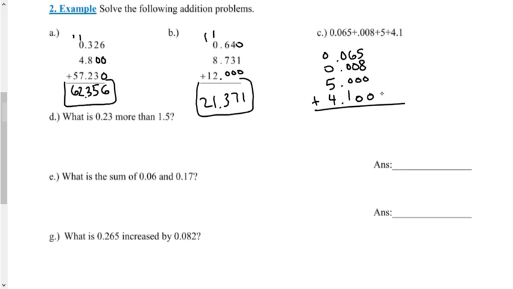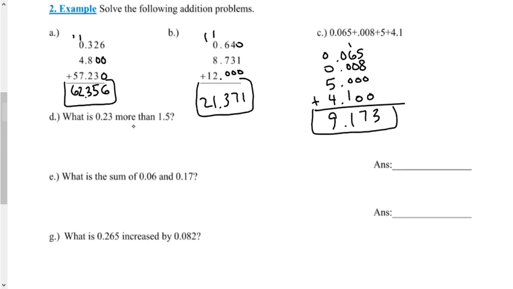There we go. 5 and 8 makes 13. We'll carry the 1. 1 and 6 makes 7. Nothing gets carried. And then we get 9.713. Done. All right, what is 0.23 more than 1.5?